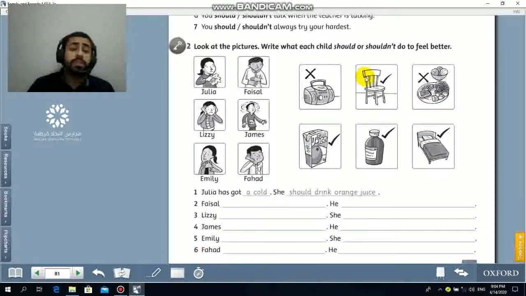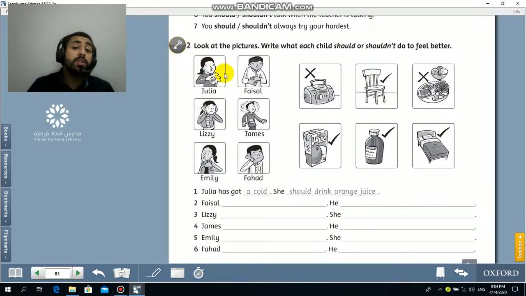Exercise number 2, my dear students. You are going to look at the pictures. We have Julia, Faisal, Lizzie, James, Emily, and Fahad. Each one of them, he is ill. He's not feeling good, okay? For example, you are going to look at the picture. Write what each child should or shouldn't do to feel better. ايش الاشياء اللي لازم ولا ما لازم يسواها علشان to feel better عشان يتحسن.